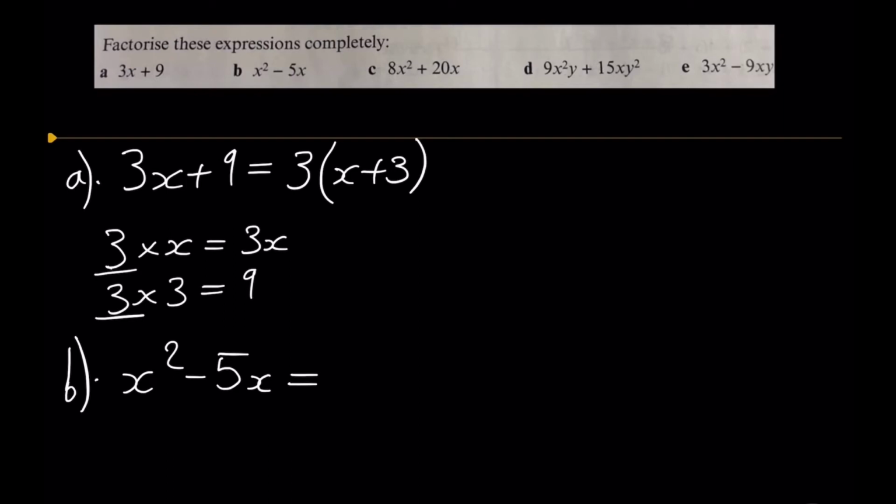Now for part B, we can rewrite x squared as x times x, and we can rewrite minus 5x as minus 5 times x. And what does that show? It basically shows that x is the common factor we're looking for in both x squared and minus 5x. And as a result, we can rewrite this as x times x minus 5. So this is the final answer. We have factorized x squared minus 5x by taking out, if you'd like, the x.